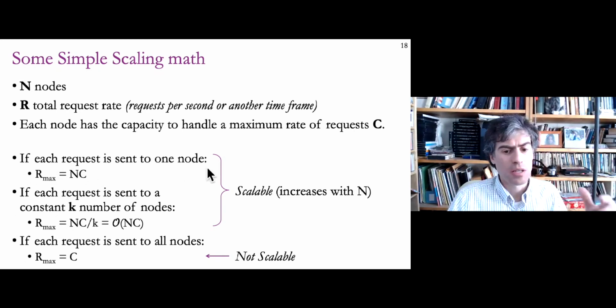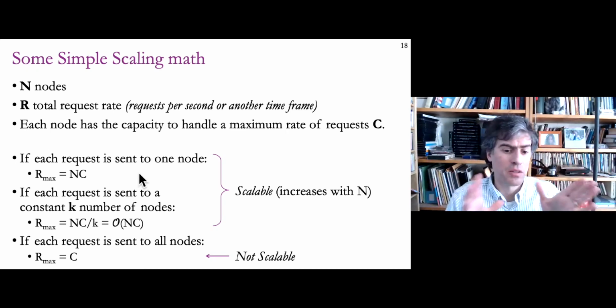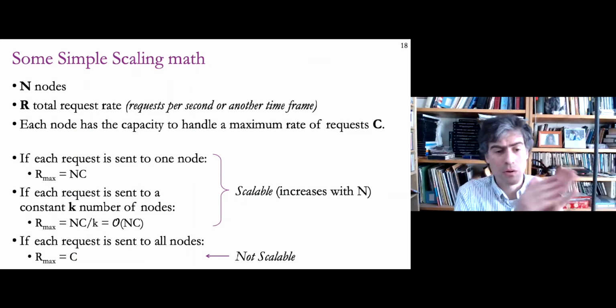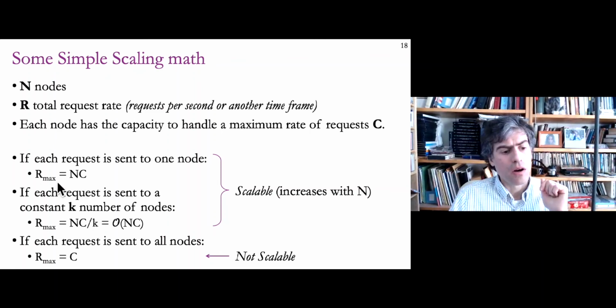If every request is sent to one node, that's the best case, because there's the least amount of work required, right? We just have a load balancer sending the request to one node. That load balancer might need to be aware of the sharding rule to decide who to send it to. So the total request rate in that case is n times c, the number of nodes times the capacity per node. As we increase the number of nodes, n, our rate of handling requests goes up. That's a scalable system.